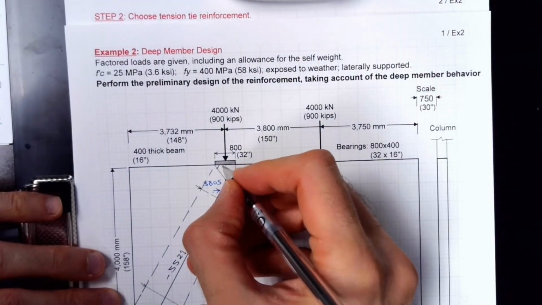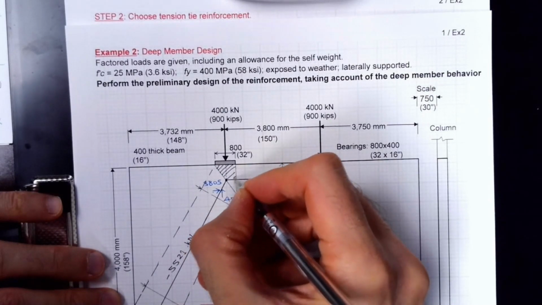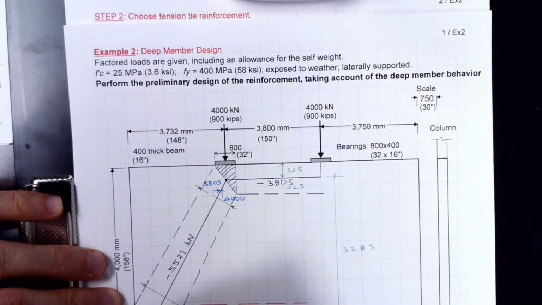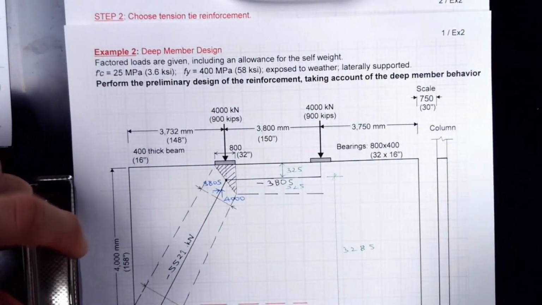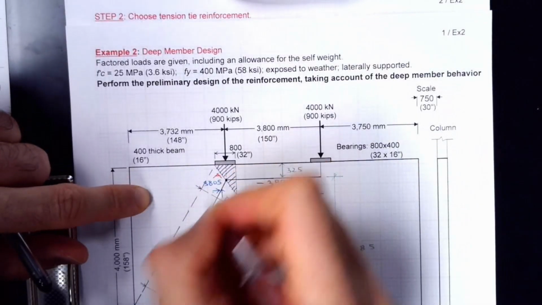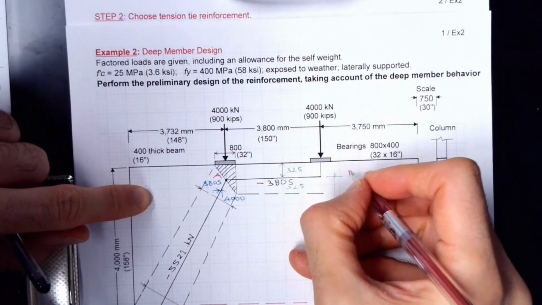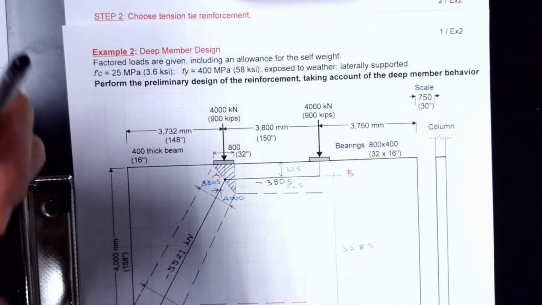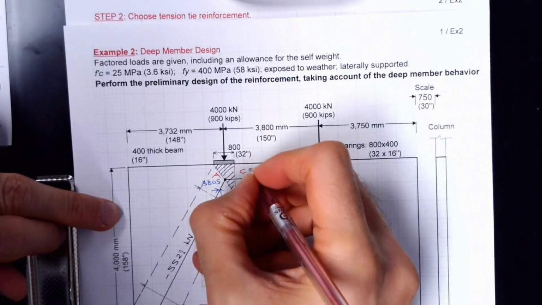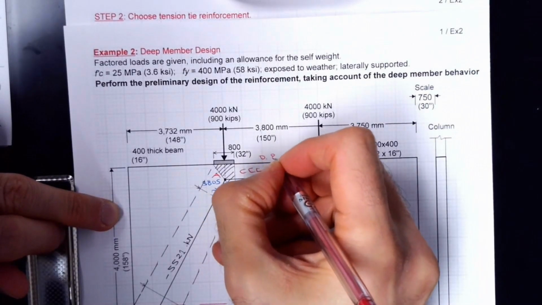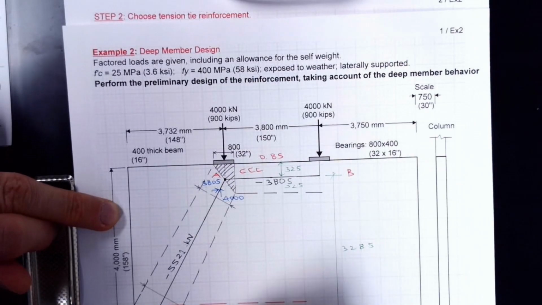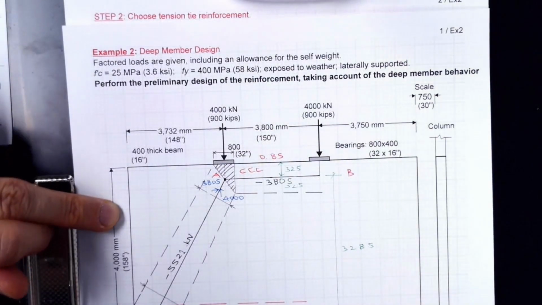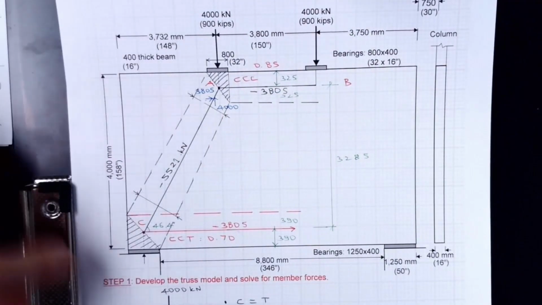This is the nodal zone. Let's hatch this. Nodal zone. Give some letters. Call this node A. Call this node B. This is C. What type is this? CCC, compression, compression, compression. A multiplier is 0.85. What type is this one? CCT. Multiplier is 0.70 based on the latest edition.